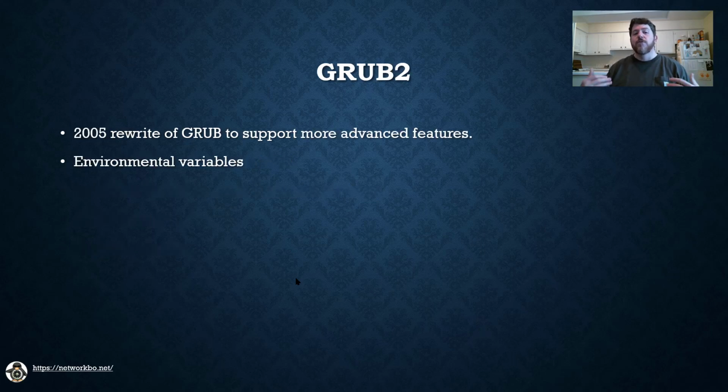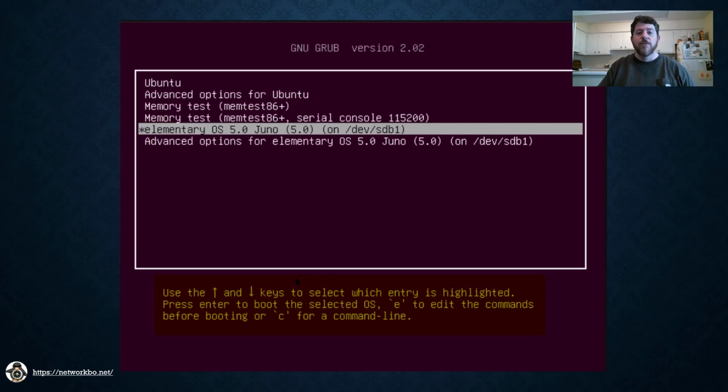Today, what you have is what's called GRUB2, which was created in 2005 as a rewrite of GRUB to support more advanced features, such as the ability to load hardware driver modules and use logic statements to dynamically alter the boot menu options. GRUB2 also uses environmental variables to configure, and as you can tell from this GRUB2 menu from Ubuntu, you can interact with it by using the arrow keys to switch between options. You can even use the E key to edit a boot entry, or you can open up a command line by hitting the C key, which allows you to customize the boot command on the fly.